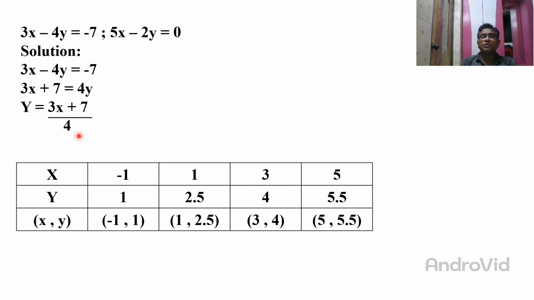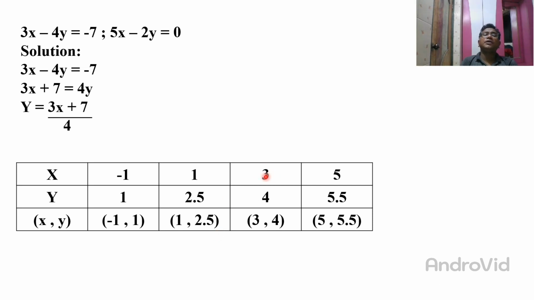If you don't understand, see, 4 here, and 7. 3 plus 7 is 10, divided by 4. 4 2s are 8. 10 minus 8, 2 remains. Decimal point, so 2 becomes 20. 4 5s are 20. So we get the answer 2.5. So x value 1, y value 2.5.